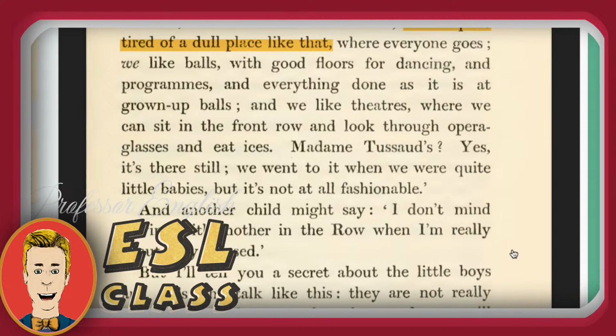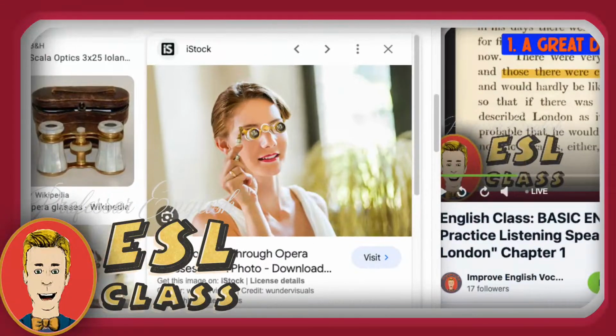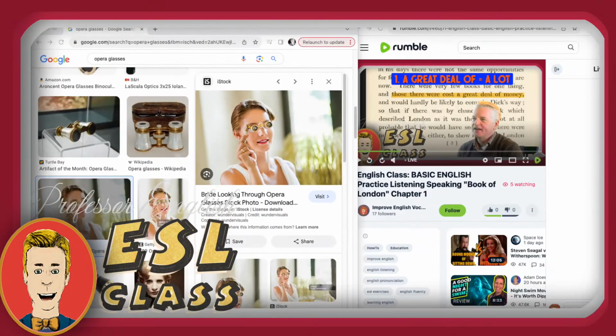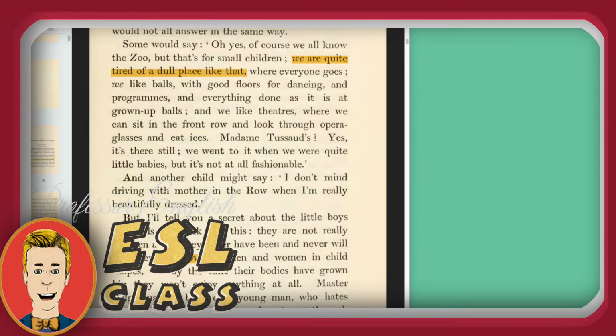So these are little children talking, and I guess they're pretty sophisticated, or at least spoiled. These are opera glasses. These are little kids talking. It's kind of funny.